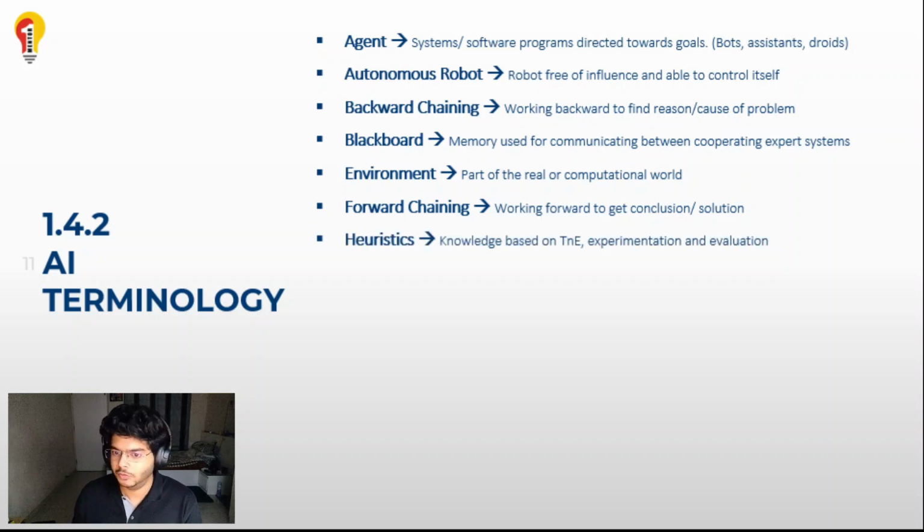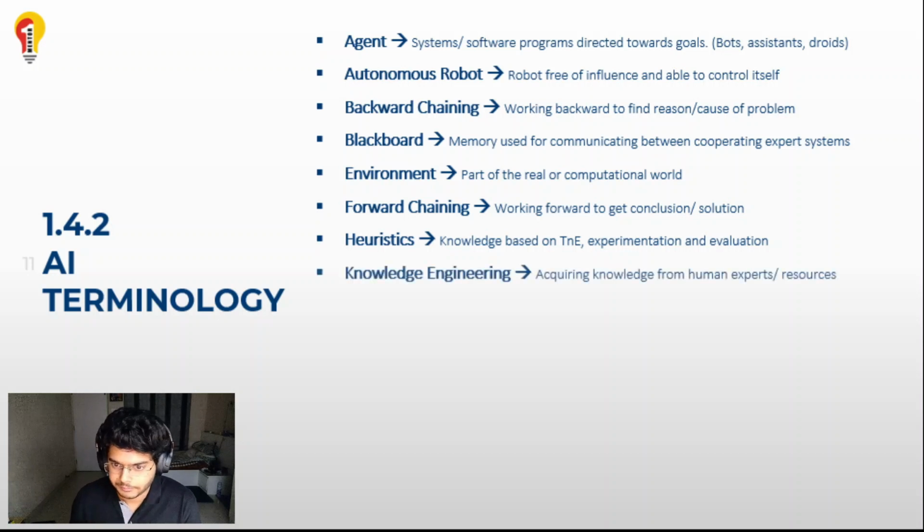Now we'll talk about heuristics. It is the knowledge based on T and E, experimentation and evaluation. We'll talk about this T and E at a later point of time. It is not very important to understand it at this point, but if you are eager enough, I urge you to look into it while you are studying.